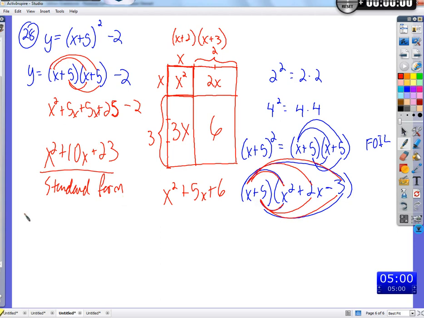Standard form is when we have f of x equals ax squared plus bx plus c. A is always with x squared, b is always with x, and c is always the constant. A is the coefficient of x squared, b is the coefficient of x, and c is the constant.